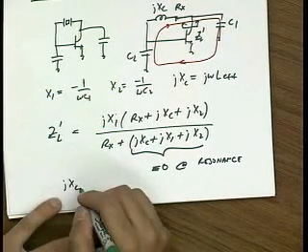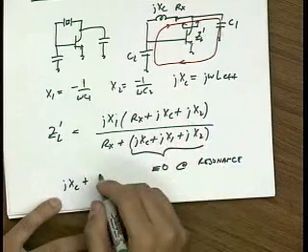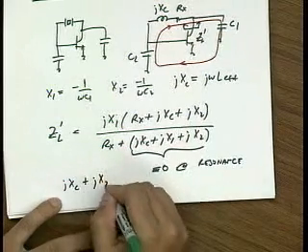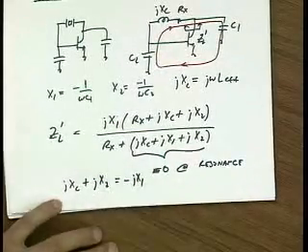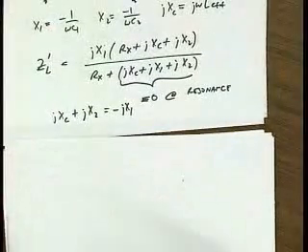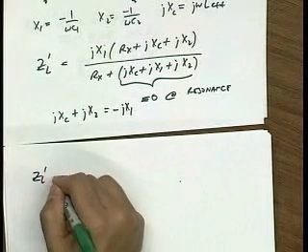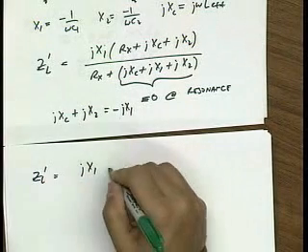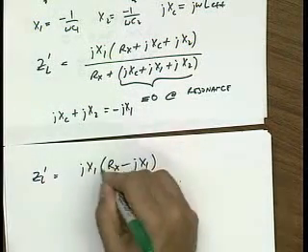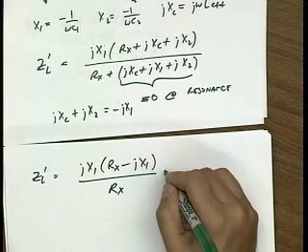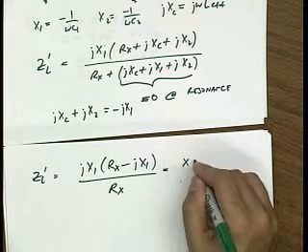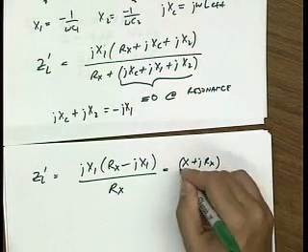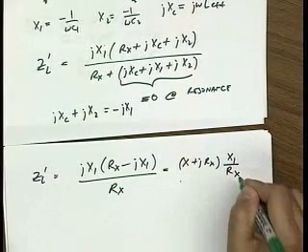Also, if I look at the numerator, that means that jX_C plus jX_2 is equal to minus jX_1. So I can substitute minus jX_1 in the numerator. So Z_L prime is jX_1 R_x minus jX_1 divided by R_x, or multiplying this out, I get X_1 squared over R_x plus jR_x ratio of X_1 to R_x.